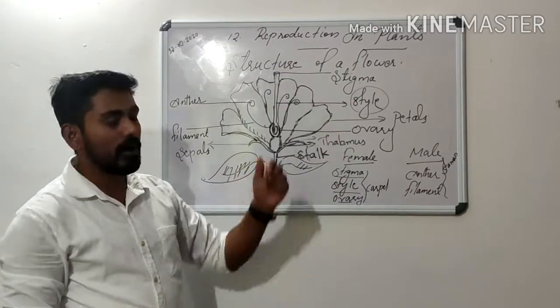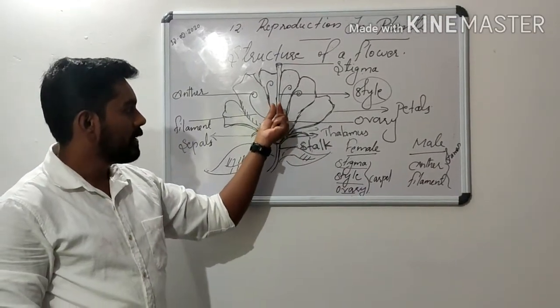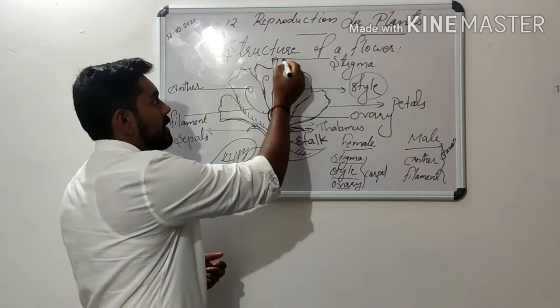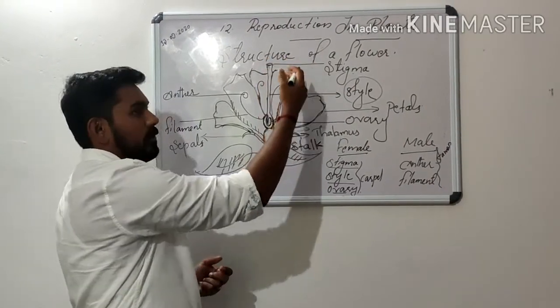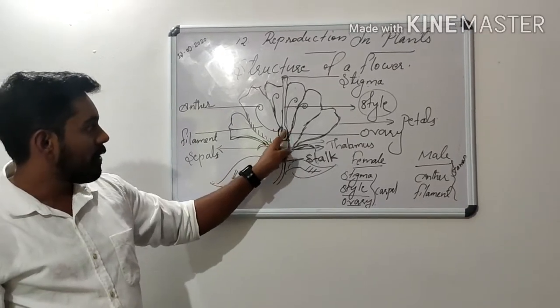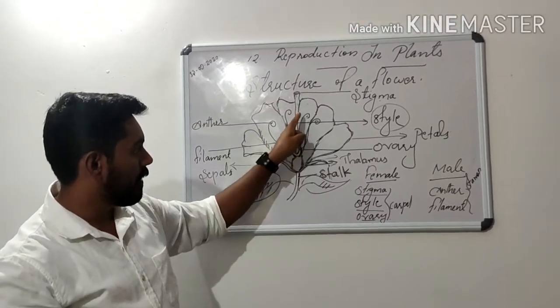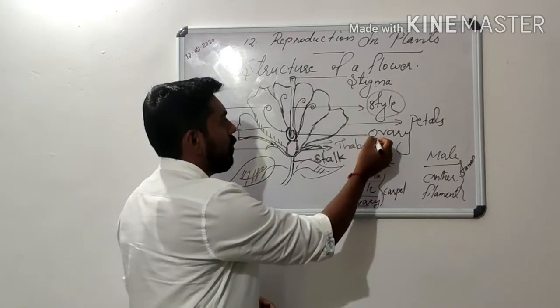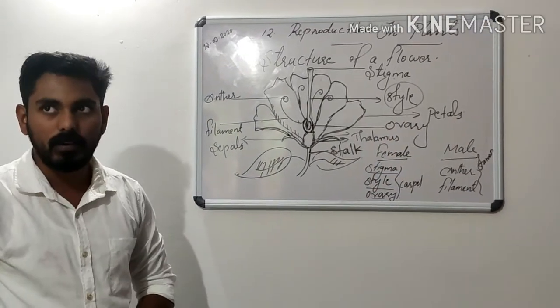The exposed part of the style is called what? Stigma. This is the exposed part. Exposed means it is exposed to the outside. And the inner part of the female reproductive organ is called what? Ovary. That is the ovary.